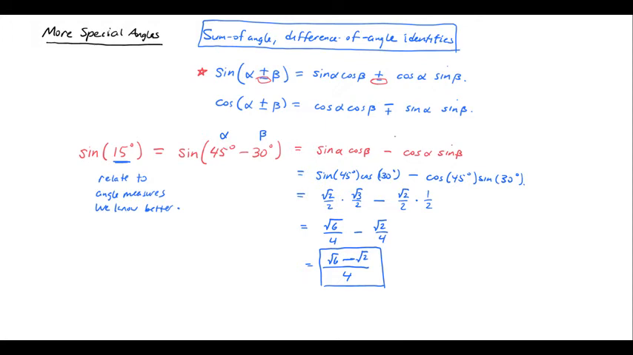Because what is that approximately? Root 6 is somewhere around 2.4. In fact, I'm just going to write down that's approximately 2.4. The square root of 2 is about 1.4. And if I divide that by 4, then I get about 1/4, because the top comes out to 1, and that's 0.25.